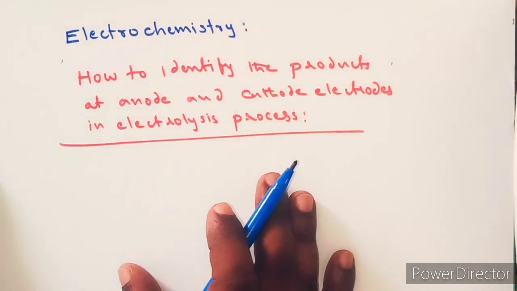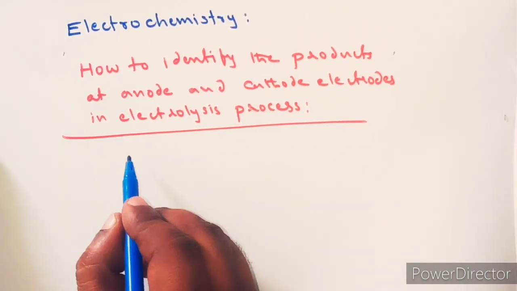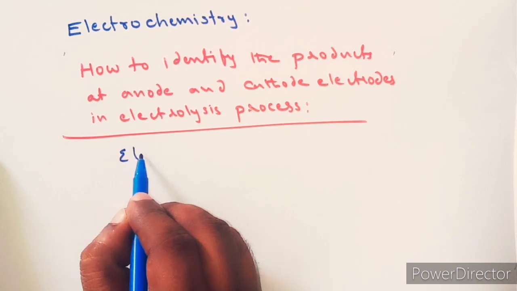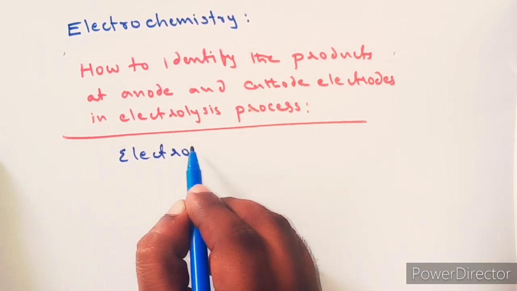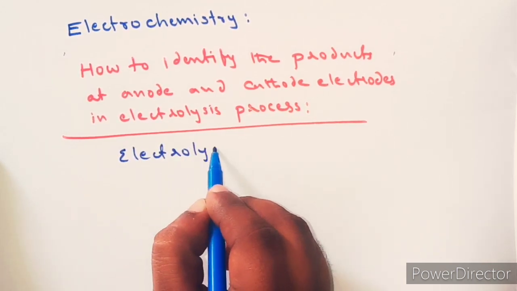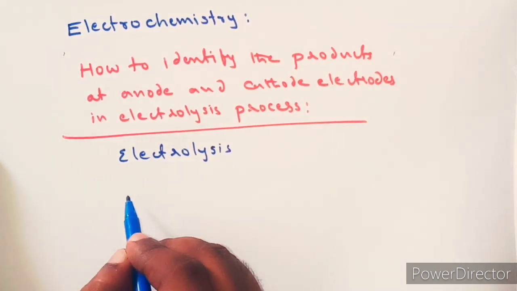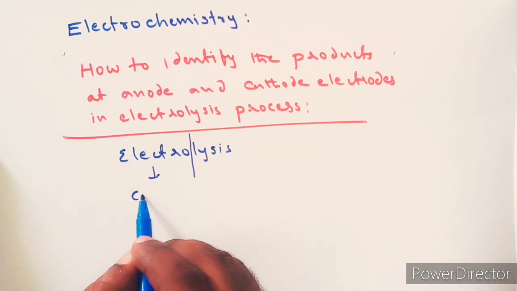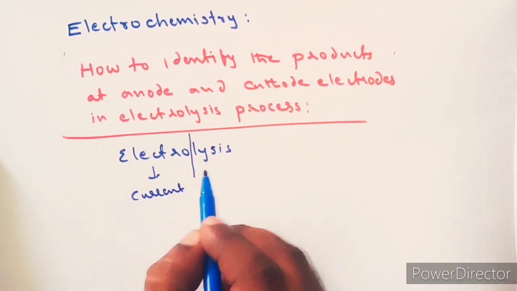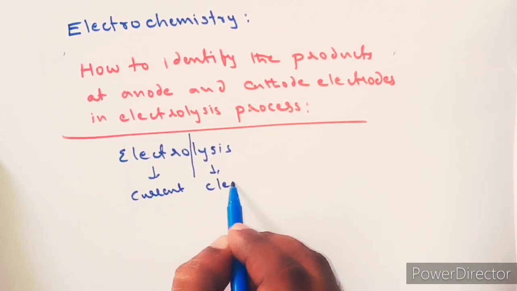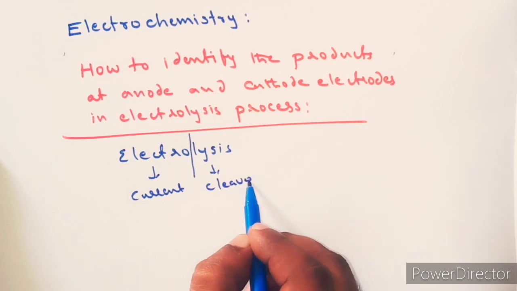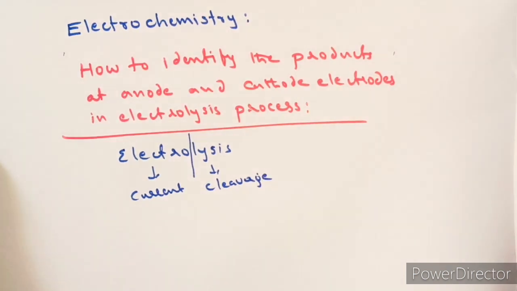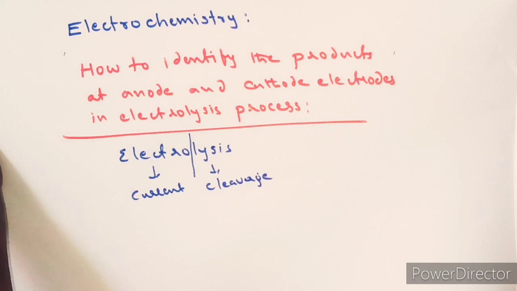Generally, electrolysis. See guys, the word electrolysis has two words. What are the two words here? Electro means electricity, current. Lysis means cleavage. So generally, guys, breaking a molecule by passing electricity is the electrolysis process.